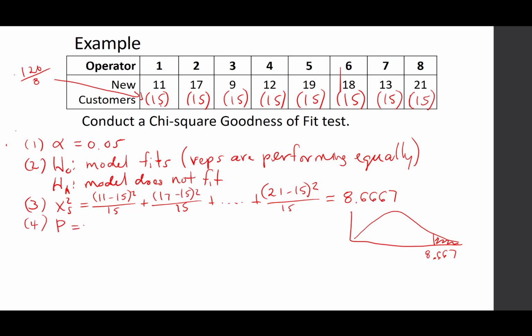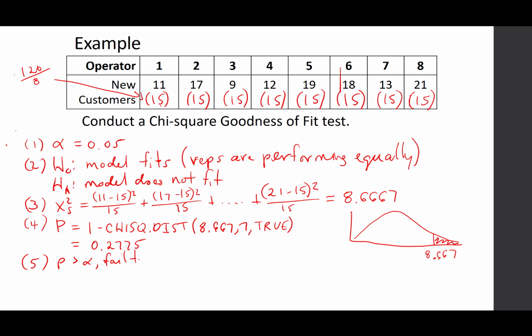So our p-value is 1 minus chi-squared dot dist. Our number of interest is 8.667. Our degrees of freedom are 7. And cumulative equals true. And we come out with 0.2775. Obviously our p-value is large, so our p is bigger than our alpha, and we fail to reject the null hypothesis.